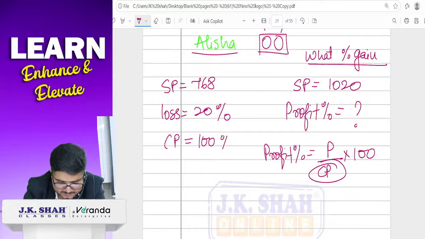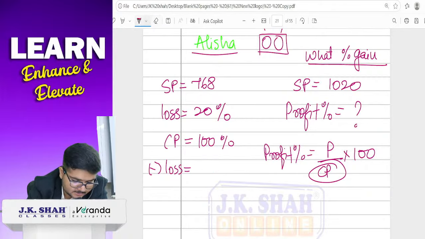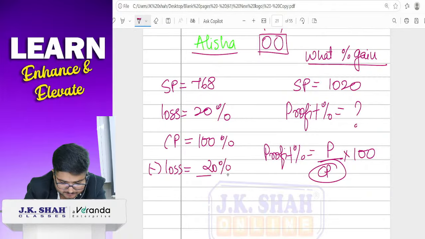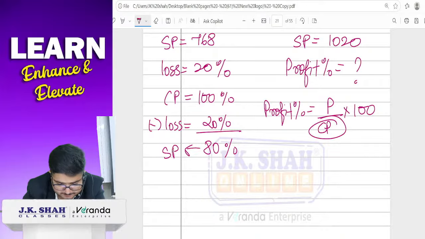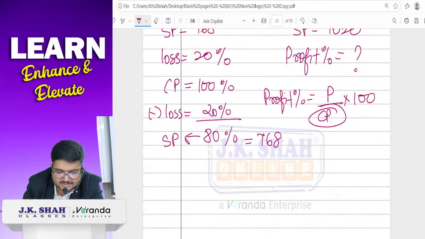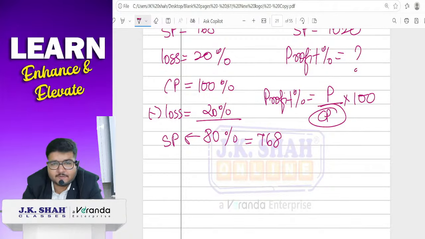We will take CP as 100%, and we will subtract the loss. Loss is 20%. So now it is 80%. What is this 80%? 80% is the selling price. But the selling price is given, sir, it is 80%. Yes, so 768 is only 80%. You have to find out 100%.